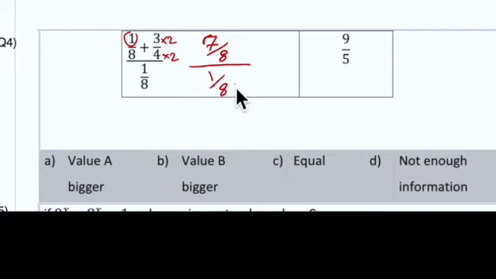Now you can cross 8 with 8. So it will be 7 over 1, which equals 7. Now A is greater than 9 over 5.